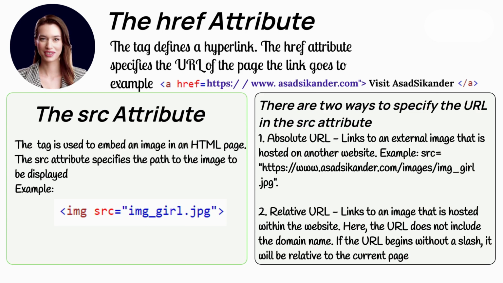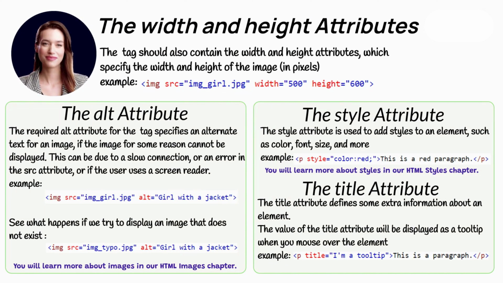Here, the URL does not include the domain name. If the URL begins without a slash, it will be relative to the current page. The width and height attributes. The <img> tag should also contain the width and height attributes, which specify the width and height of the image in pixels. The alt attribute.